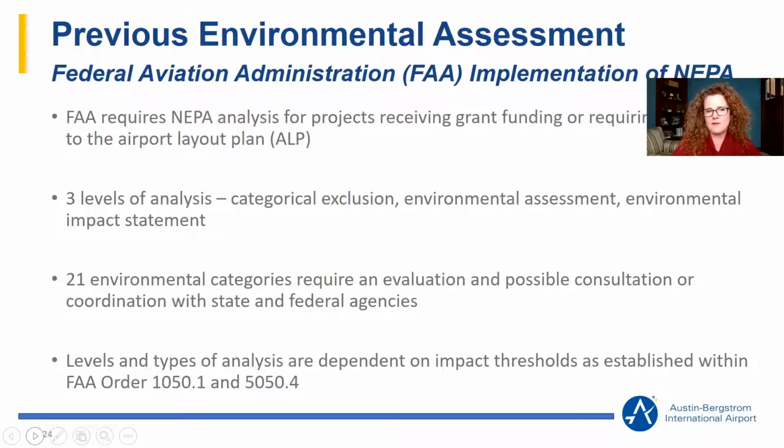The Federal Aviation Administration was the lead federal agency for the NEPA document prepared for the fuel farm. They decided that an environmental assessment was suitable. The FAA requires NEPA analysis for projects that receive grant funding or require a change to the airport layout plan, which this fuel farm does. There are 3 levels of analysis: a categorical exclusion, an environmental assessment, and an environmental impact statement. Again, the preparation of an environmental assessment was determined to be most suitable for this project. As part of the NEPA process, 21 environmental impact categories require evaluation. Consultation is undertaken with state, federal, and local agencies as part of the environmental evaluation of the impact categories.